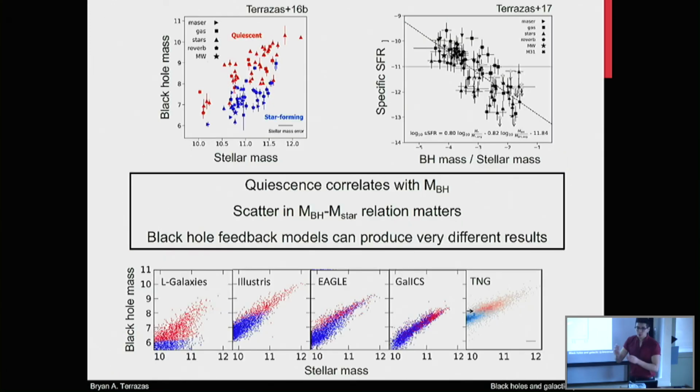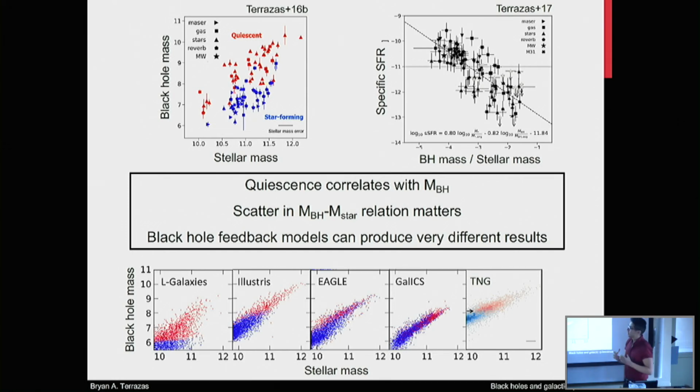And so I kind of want to leave you with 3 points to take away, if you take away anything from this talk. One is that quiescence correlates with black hole mass. And 2 is that the scatter in the black hole mass stellar mass relation really does matter. Because the scatter between black hole mass and stellar mass tells you that the ratio between black hole mass and stellar mass changes at the same redshift. And that ratio between black hole mass and stellar mass is going to give you information about the specific star formation rate or the degree of quiescence that you have in your galaxy.